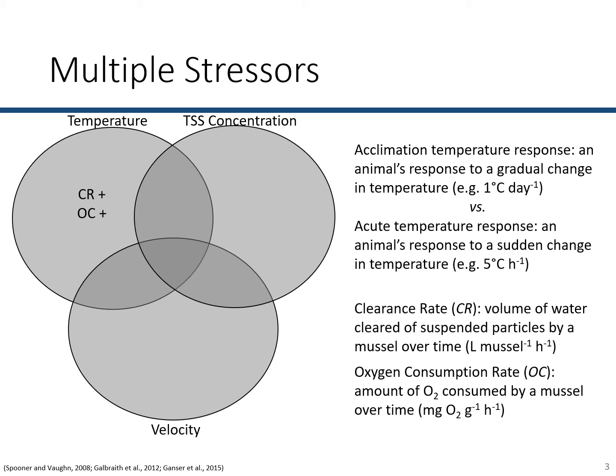So next, with TSS concentration, previous studies have found that TSS is linked with negative effects on both CR and OC. And finally, velocity has been found to increase both CR and OC. So now that we understand the individual effects, we can go on to look at the interactions occurring when we put two of them together at the same time.